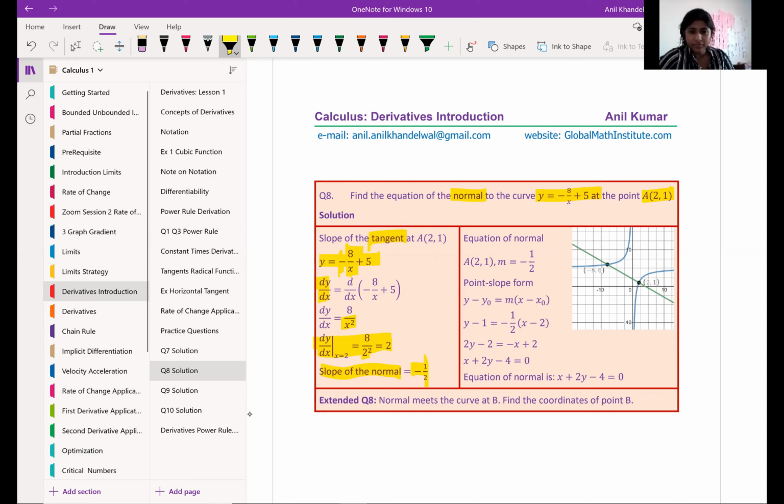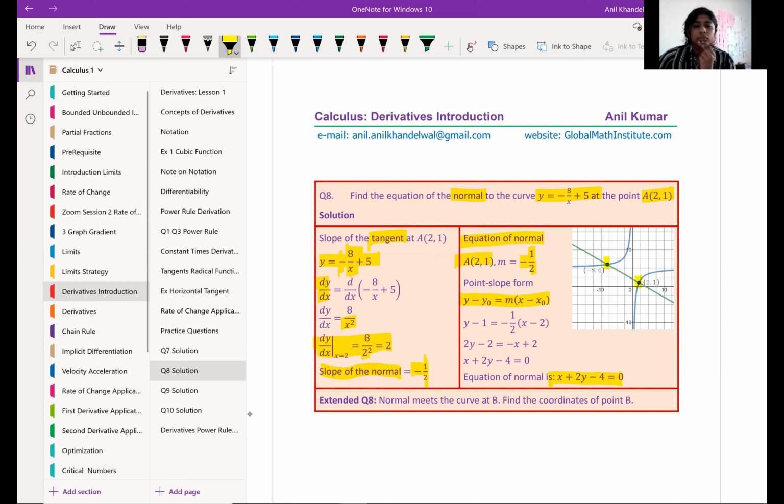Correct? Now we'll find the equation of the normal itself. We know the normal slope is minus half, and the point is 2, 1. Using this point slope form, which is right there, y minus y0 equals m times x minus x0, we can sub it in, simplify, and get the equation of the normal. On this graph, you can see that the green line is the normal at the curve.